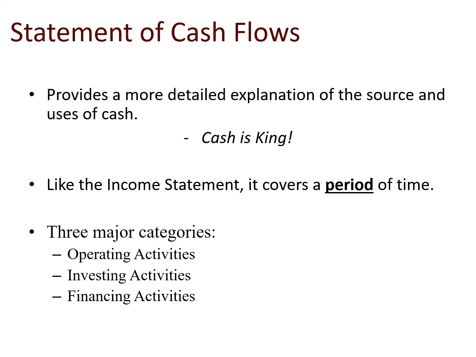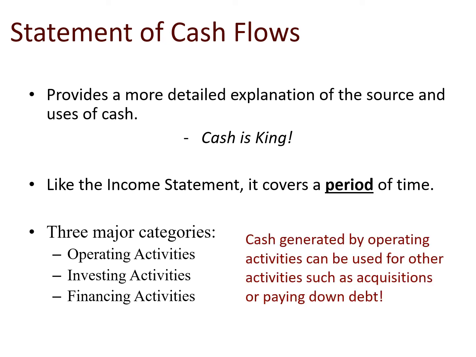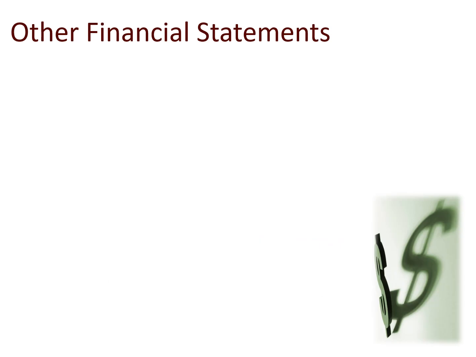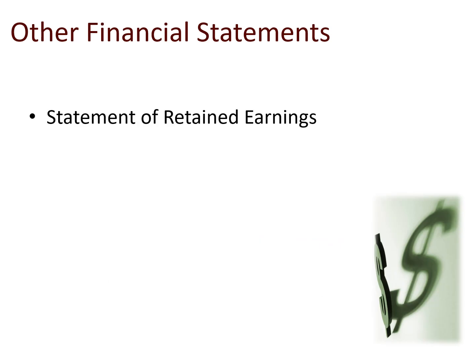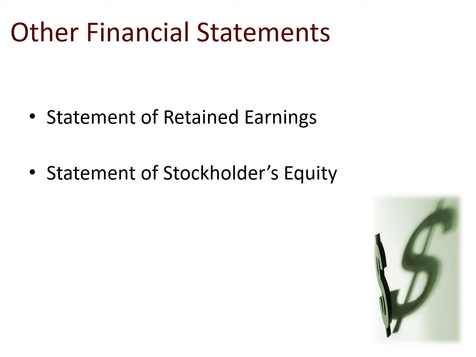And what's important for managers to remember is that cash generated by operating activities can be used for other activities such as acquisitions or paying down debt. Some other financial statements that are important to know that we won't go into details of are things like the statement of retained earnings, which provides more detail on how the earnings of the company are treated. You also have the statement of stockholders' equity, which gives a better description of where the book value of the equity resulted. And finally, there's the notes to the financial statement. The notes provide details about how the numbers in the financial statement were determined.